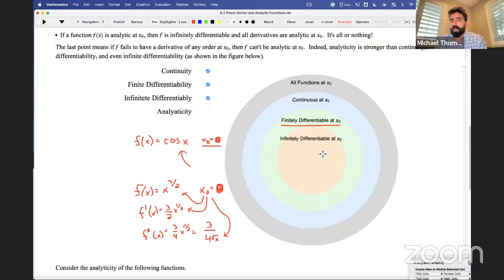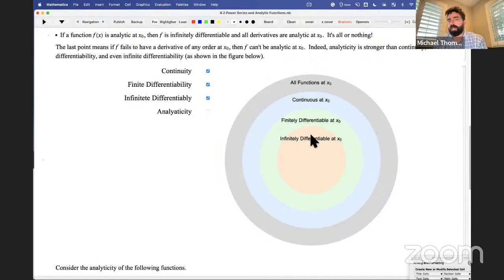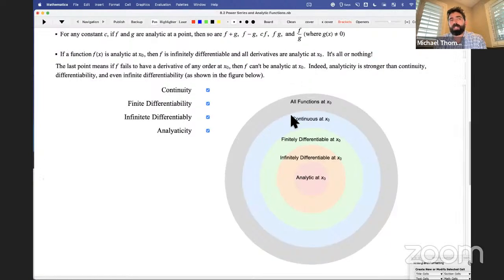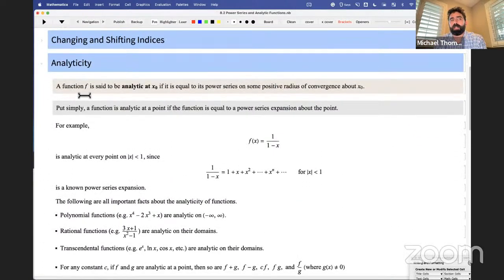All right, so the question is, is there something stronger than infinitely differentiable? And there is: being analytic. If a function is analytic at x naught, it's actually stronger than being infinitely differentiable. In other words, if you have a function that's analytic at a point, you get everything else for free. It's the strongest. And it has something to do with power series. Here's the definition. A function f is analytic at x naught if it's equal, that's really important, to its power series on some positive radius of convergence about x naught.